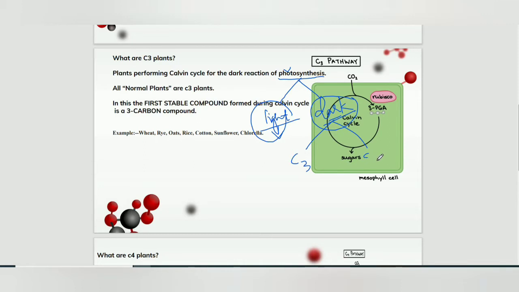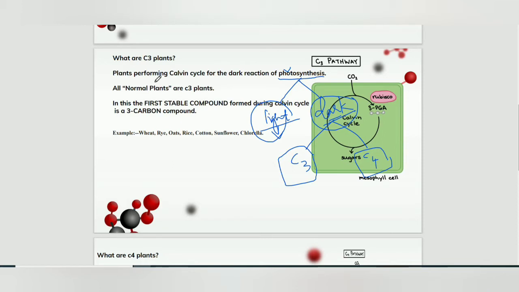So all the plants which have the C4 cycle are called C4 plants, and the plants which have a 3 carbon stable compound and C3 cycle are called C3 plants. So this is the basic outline of what is a C3 plant and a C4 plant. The difference is based on the first stable compound formed in the Calvin cycle of the dark reaction phase of photosynthesis.